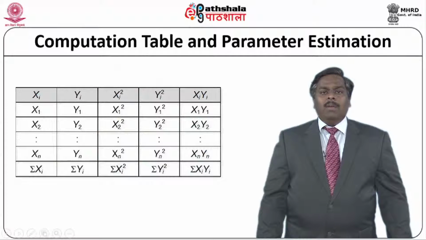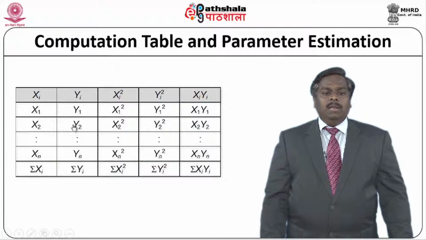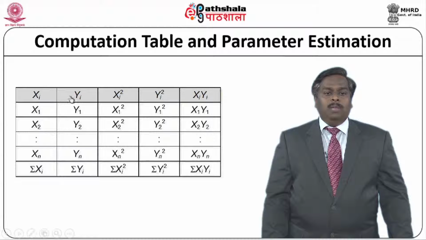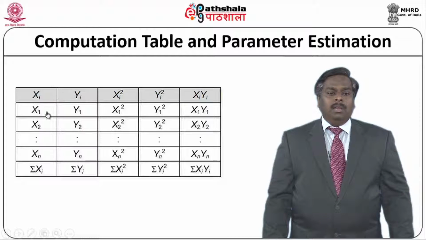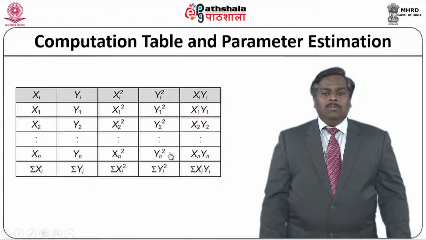Now, how may the parameters be estimated given the data? Let us take this simple table. In this table, we find the two variables x and y and the corresponding values given here. For parameter estimation, you need to compute the square of x, the square of y, the summation of x, the summation of y, summation of x square, summation of y square, product of xy, and the sum of these products.